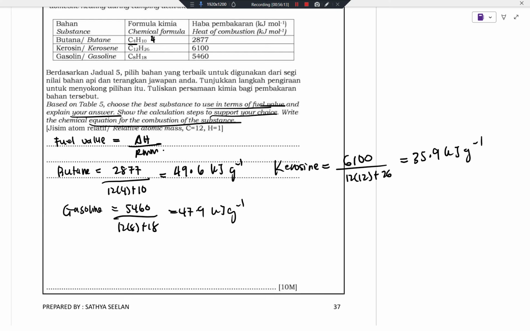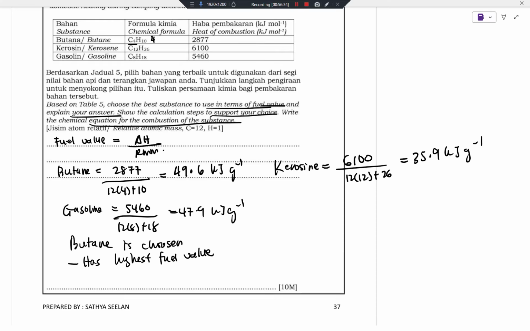So among these, I think butane, right? Butane has the highest fuel value. So butane is chosen because it has the highest fuel value.